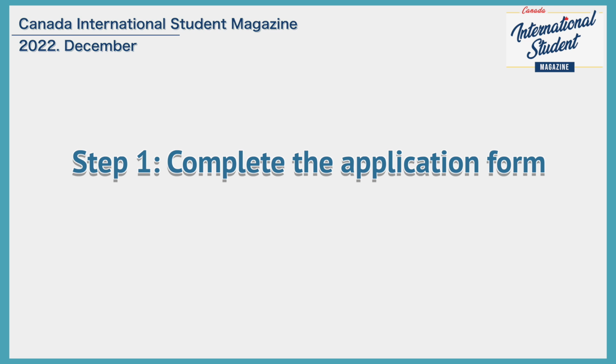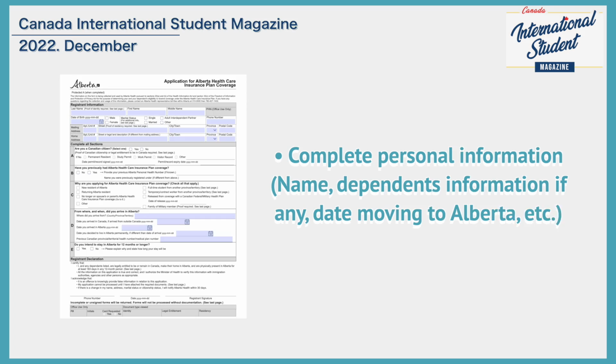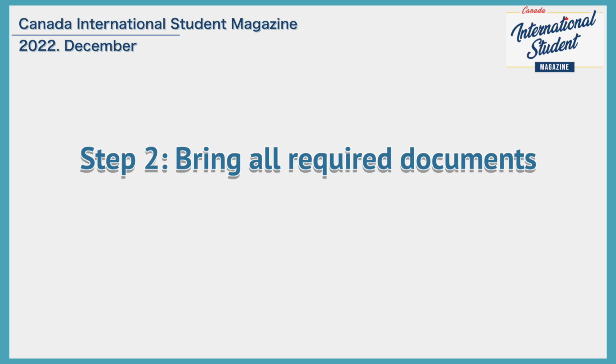If you are eligible for applying to the healthcare plan, you only need to follow these 3 steps. Step 1. Complete the application form. You only need to complete all the sections, such as filling out personal information, when you move to Alberta, and so on. Step 2. Bring all required documents.